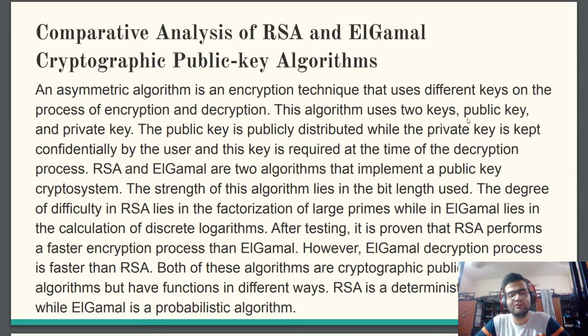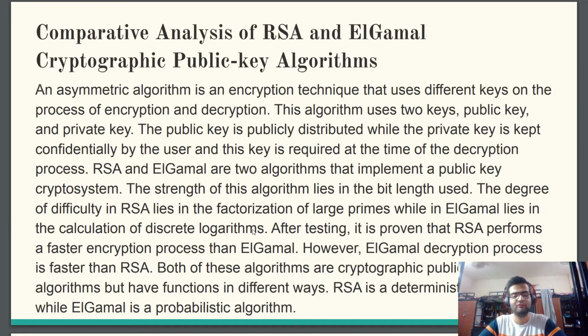This algorithm uses two keys, a public and a private key. The public key is publicly distributed, while the private key is kept confidential by the user, and this key is required at the time of the decryption process. RSA and ElGamal are two algorithms that implement a public key cryptosystem. The strength of the algorithm lies in the bit length used, like how long the length of the bits is. The degree of difficulty in RSA lies in the factorization of large primes, while in ElGamal it lies in the calculation of discrete logarithms.